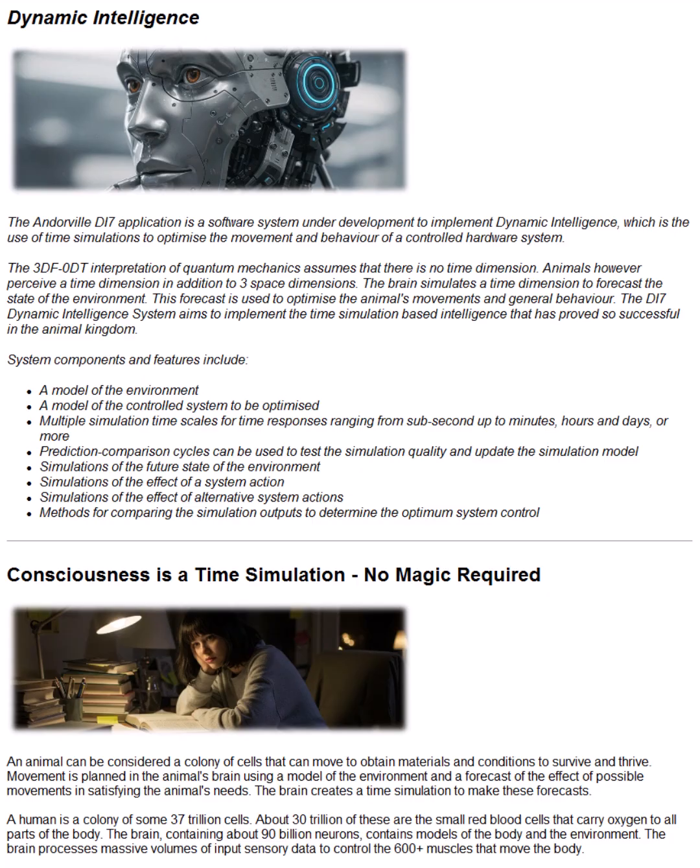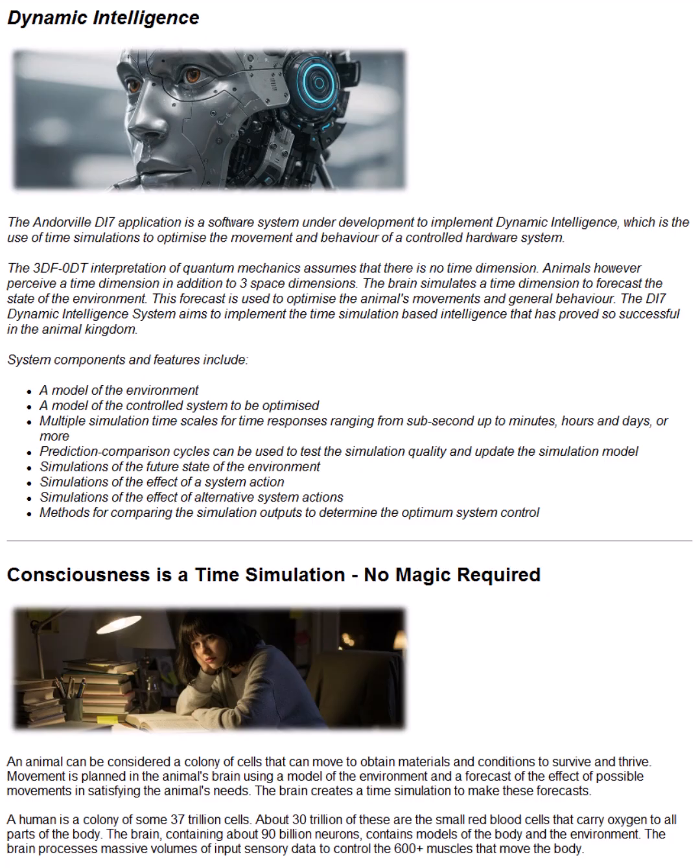Animals, however, perceive a time dimension in addition to 3 space dimensions. The brain simulates a time dimension to forecast the state of the environment. This forecast is used to optimize the animal's movements and general behavior. The DI7 dynamic intelligence system aims to implement the time simulation-based intelligence that has proved so successful in the animal kingdom.